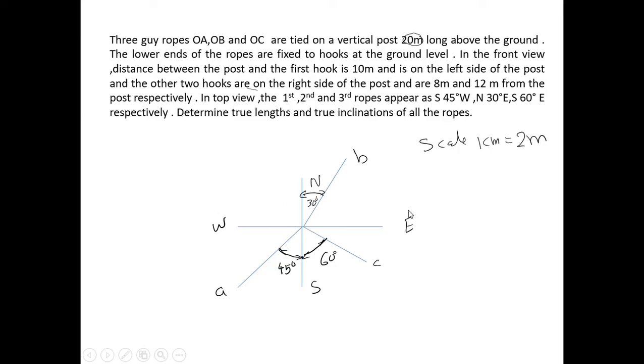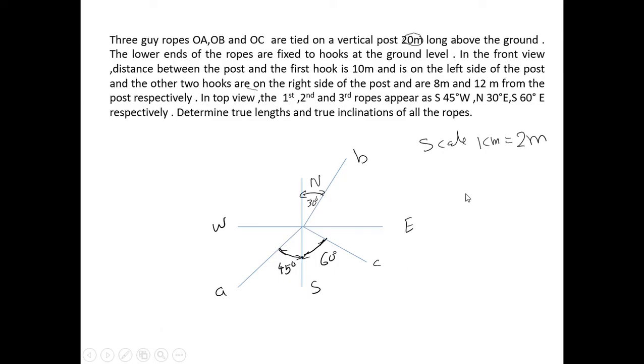So here, before talking about this question, I will explain how to mark the directions. Here the north side is towards upwards, the south side is towards downwards, the east side is towards the right, and the west side is towards the left. Now if you want to mark the position of this rope, the first one is from south 45 degrees towards west. So from south, this is west, you have to mark that angle and draw that line, just a line.